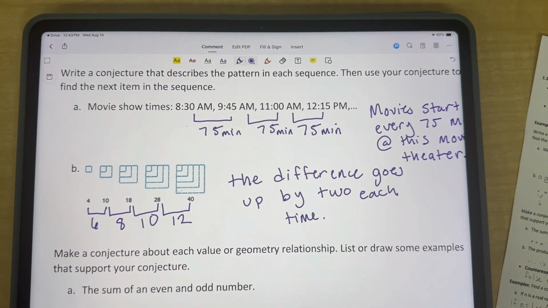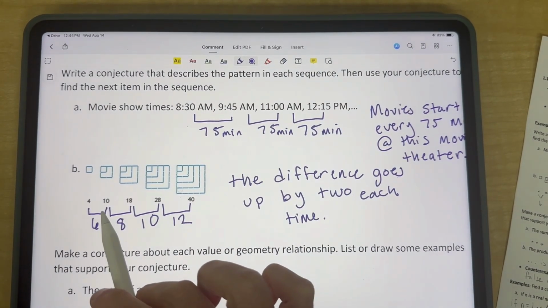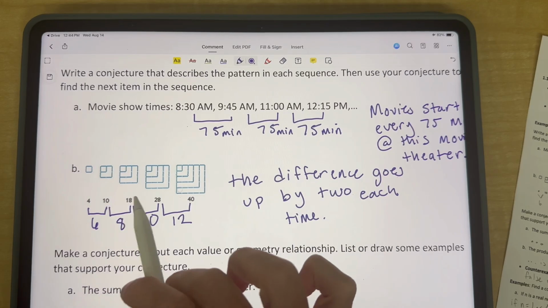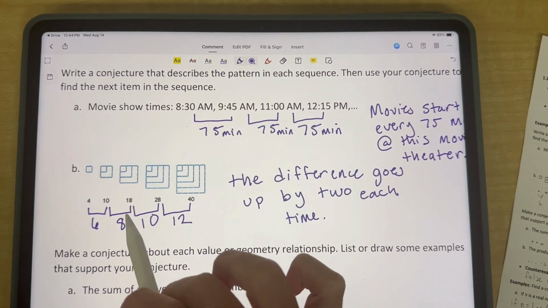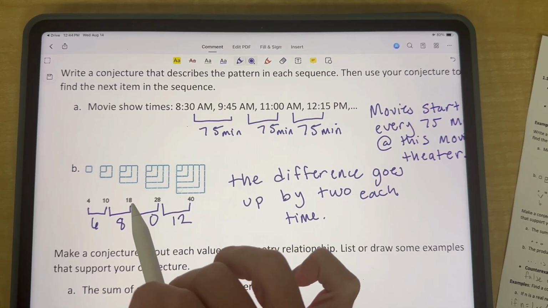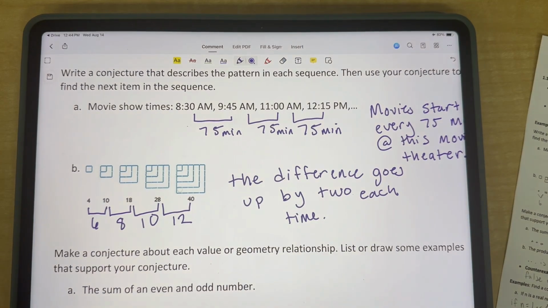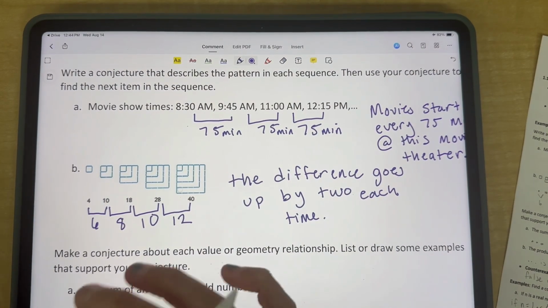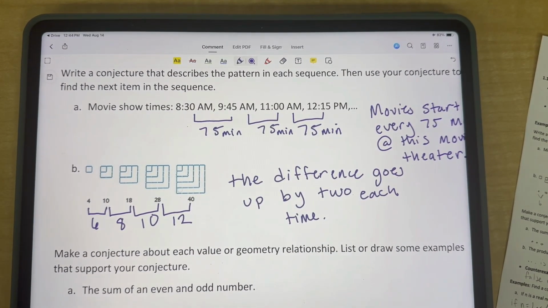And that's true. When I go from 10 to 4 and subtract them, I get 6. When I go from 10 to 18 and find the difference, I subtract them, I get 8. 28 and 18, I subtract them, I get a difference of 10. So the difference between the two numbers goes up by 2 each time.